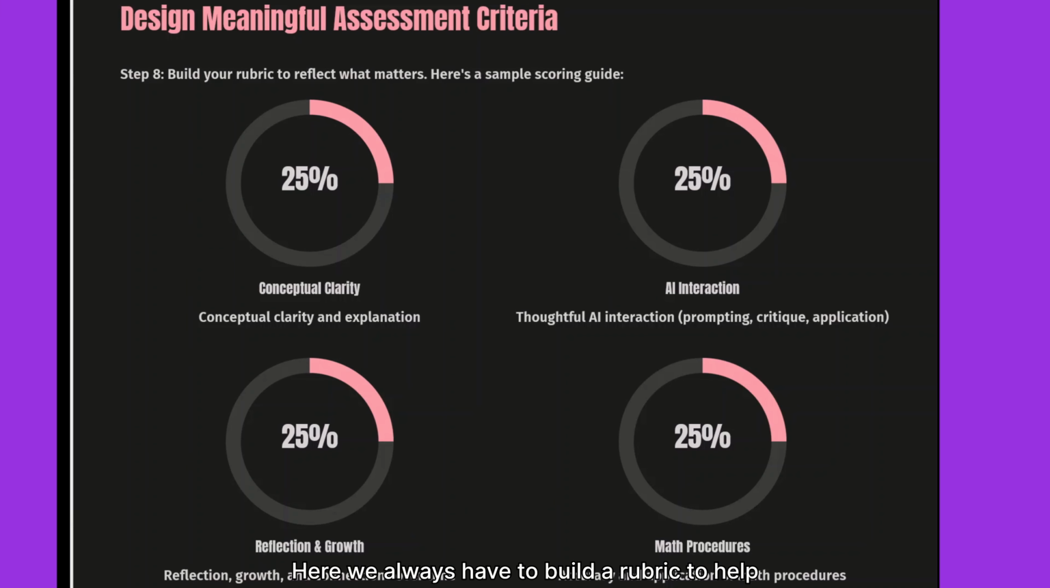Here, we always have to build a rubric to help students reflect on what matters. And here you see a sample of a scoring guide where 25% is going towards conceptual clarity and explanation, 25% is going to thoughtful AI interaction such as prompting, critiquing, application, 25% is going to go to reflection, growth, and connections over time, and 25% will go to accuracy and application of mathematical procedures. So you have to notice here, only a quarter is about getting it right. The rest is about thinking, which is a real game changer.